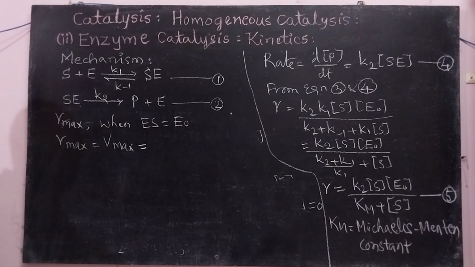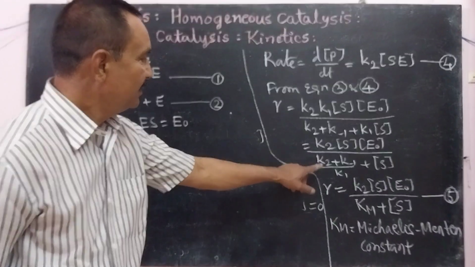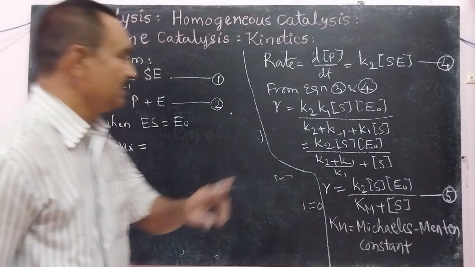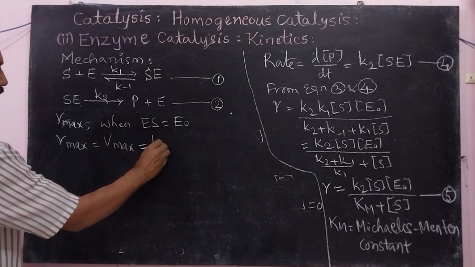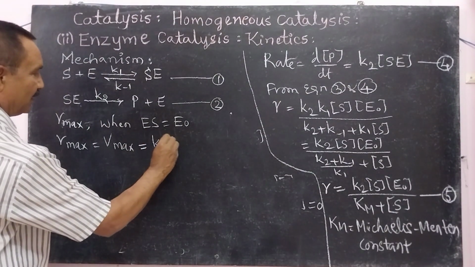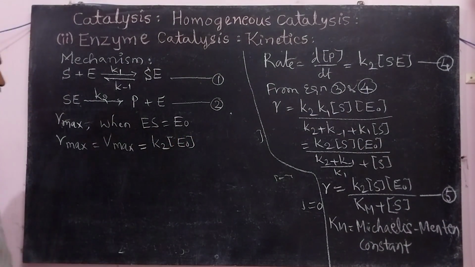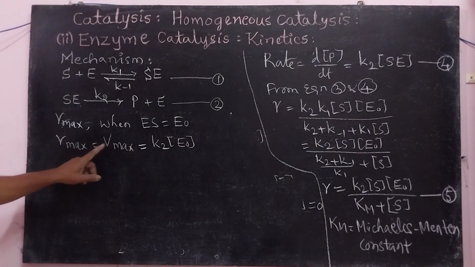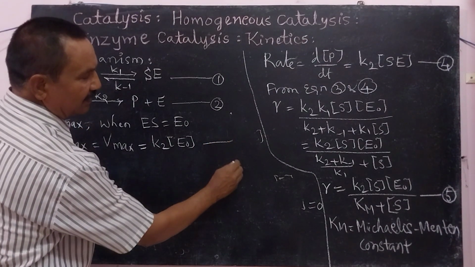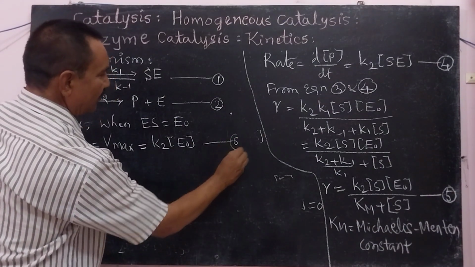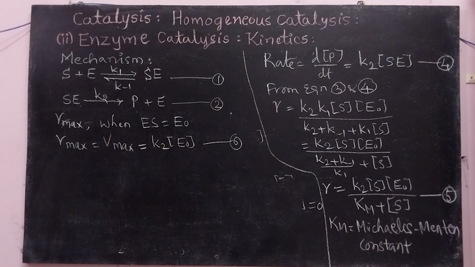And what is its value? From this last equation, it is equal to K2 into the concentration of E naught. That is the maximum rate, or velocity maximum, when ES is equal to the total concentration of the enzyme taken, that is equal to K2 into E naught. Now this is equation 6. Equation 6 gives the expression for the rate of the reaction when it is maximum.